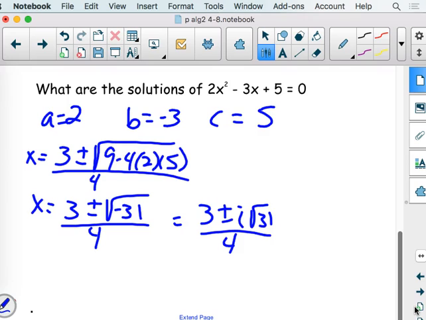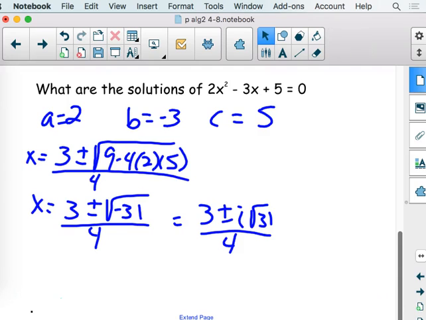What this says, when I see this on a test, is you knew exactly what you were doing with the quadratic formula, and you left your answer so it could be seen as a quadratic formula answer. So there's actually 2 imaginary solutions here. There's 3 plus i square root of 31 over 4 and 3 minus i square root of 31 over 4.